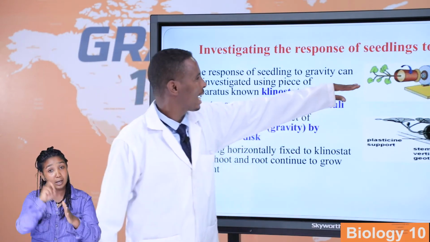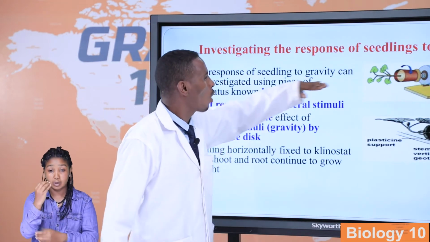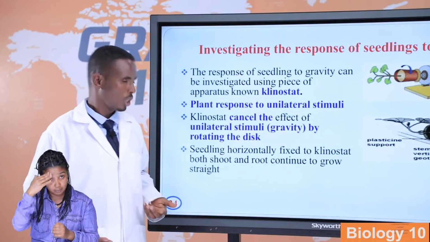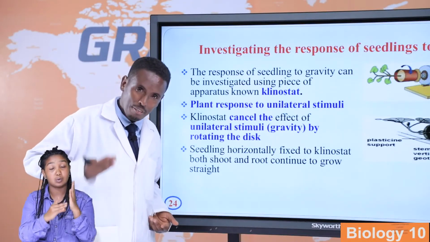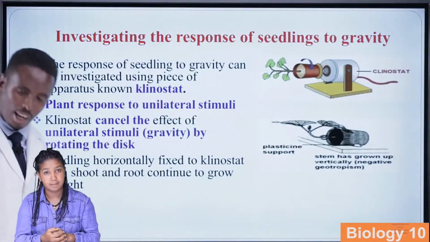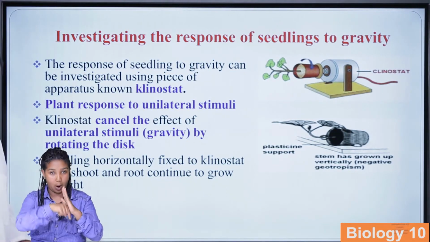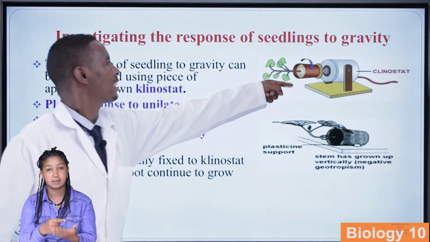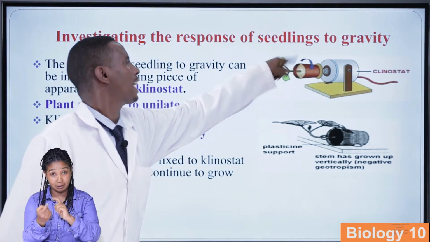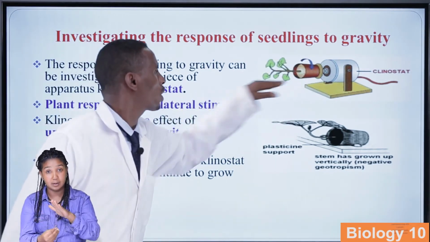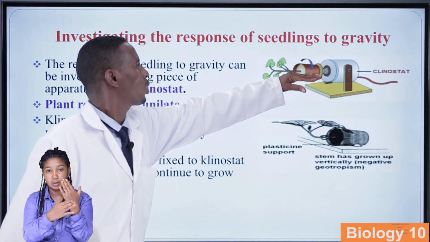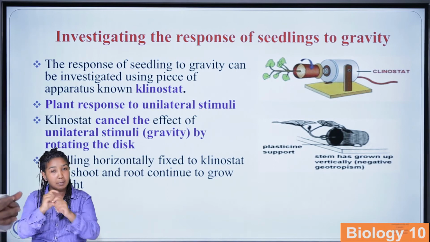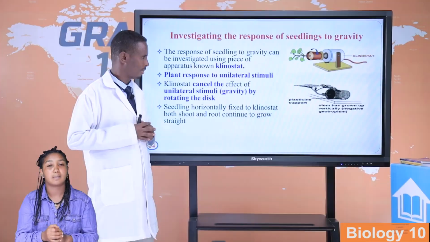As a result of that, the shoot and the root grow both horizontally. We already know the shoot grows away from gravity and the root grows downward. The shoot grows upward as a result of gravity. But here, as a result of the rotating disk, it cancels the gravity. Both the root and the shoot grow horizontally. So this is a very important experiment to check the response of seedlings to gravity.